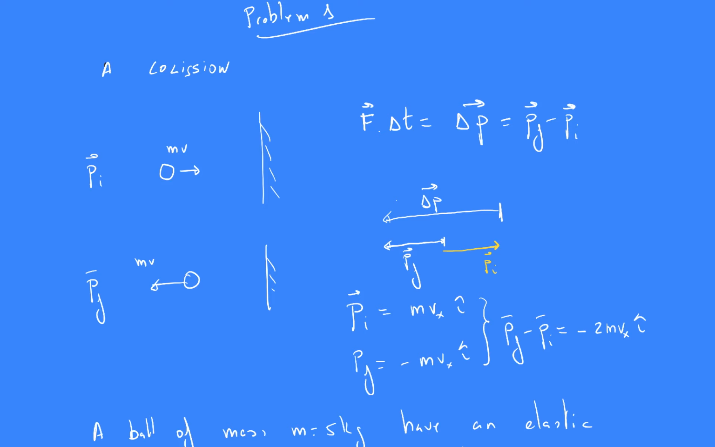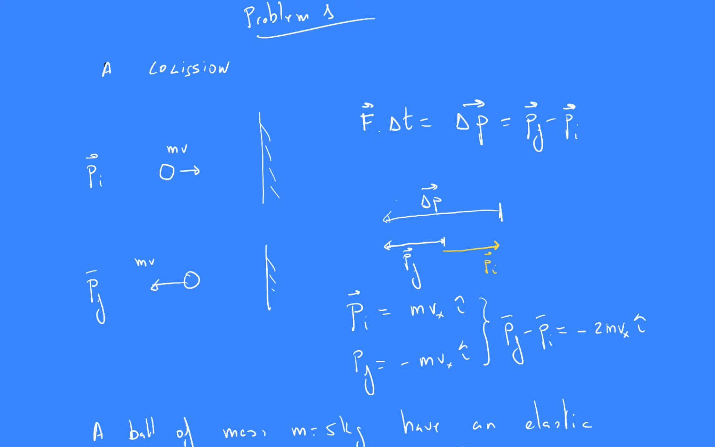The first problem will use the idea of collisions and forces acting on a body, and this is what you have to understand. You have an elastic collision here. The object is moving with velocity v. It has momentum mv going to the right. After the collision, it has momentum mv, the same amount of momentum, but going to the left.